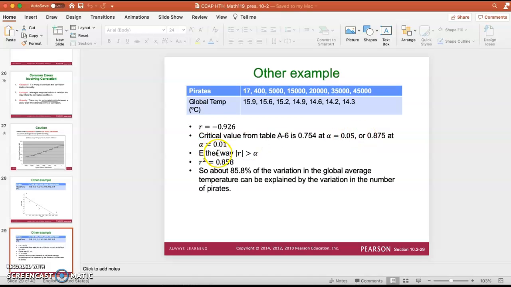And so in either case, the magnitude of this correlation coefficient, or the absolute value of it, is bigger than either critical value, which both conclude for me that there is a linear correlation. And then another way I can use that r squared value for this case is that about 85.8% of the variation in global average temperature can be explained by the variation in the number of pirates. So different phrasing from before, but just another way I can use the r squared value.